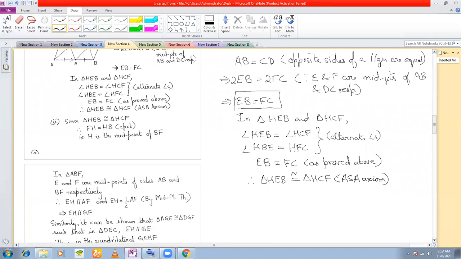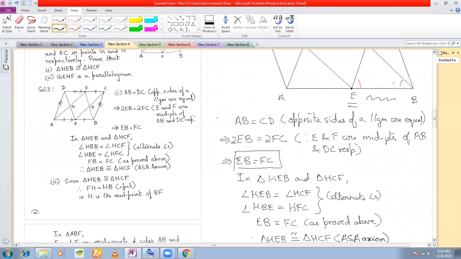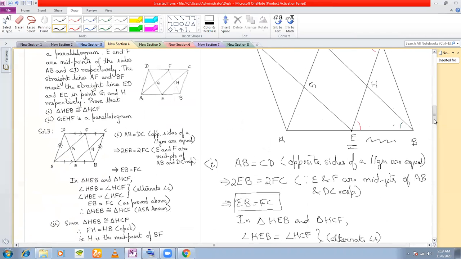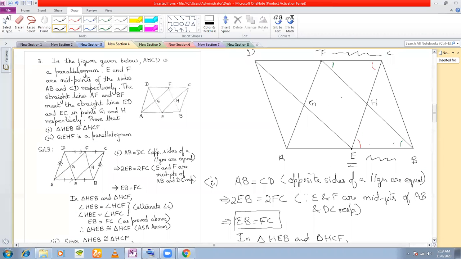We have proved the first part is over, that you have to prove that these two are congruent. We now move on to the second part. The second part is to prove that this quadrilateral here, GEHF, is a parallelogram. If I can show that this side is parallel to this side and this side is parallel to this side, then I can say that it is a parallelogram. If I can say that opposite sides are parallel, then I can say it is a parallelogram.